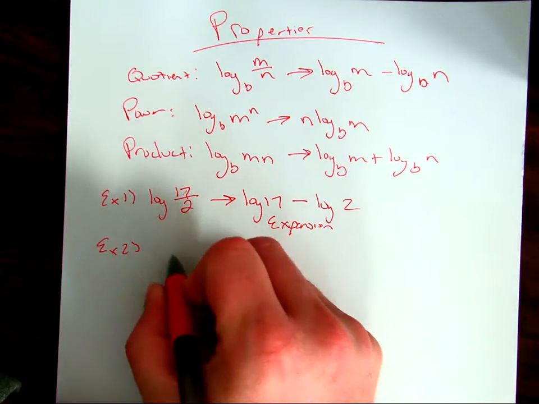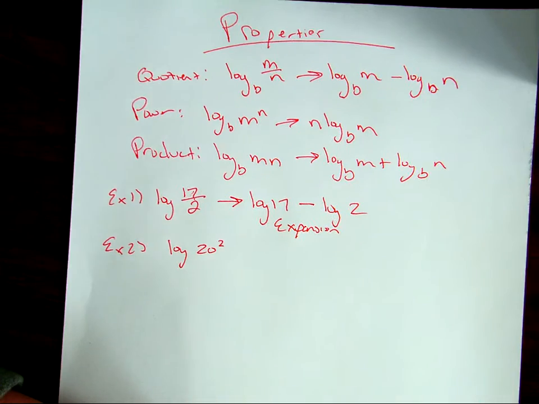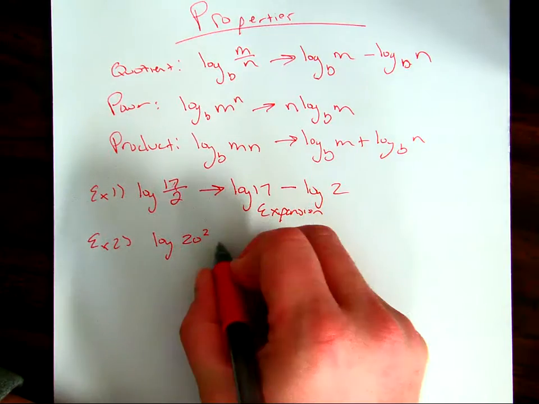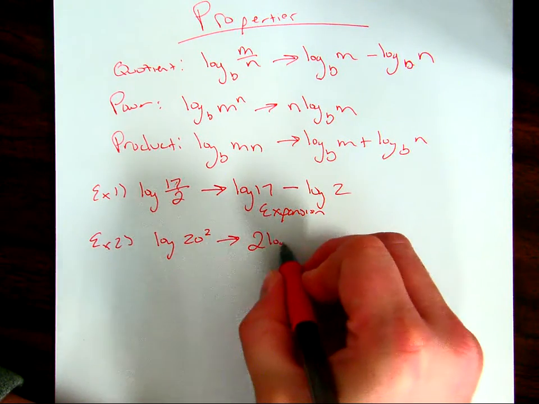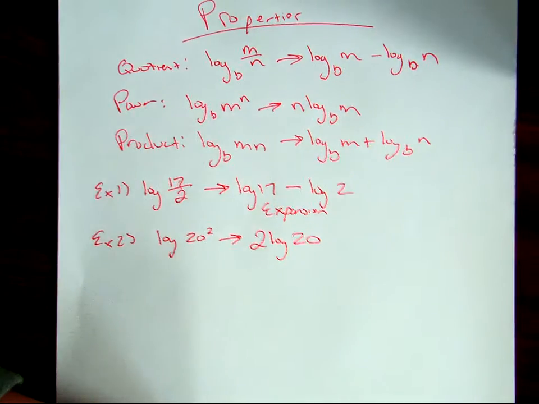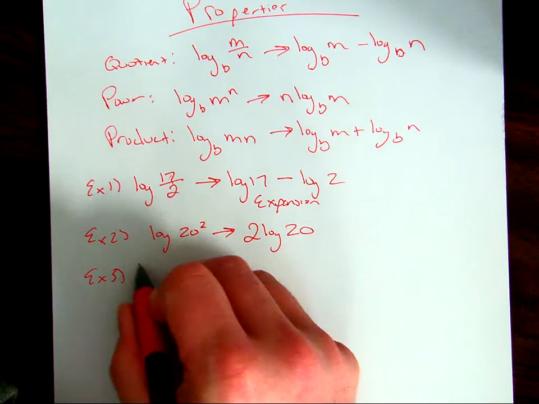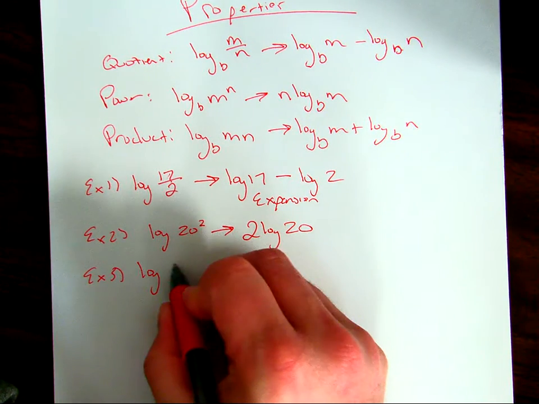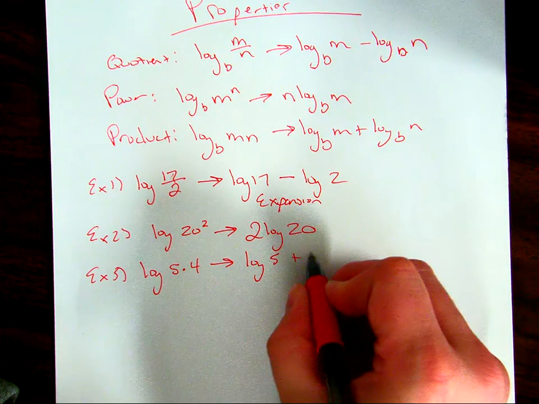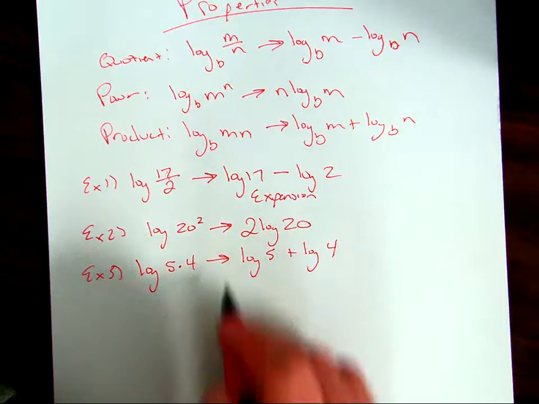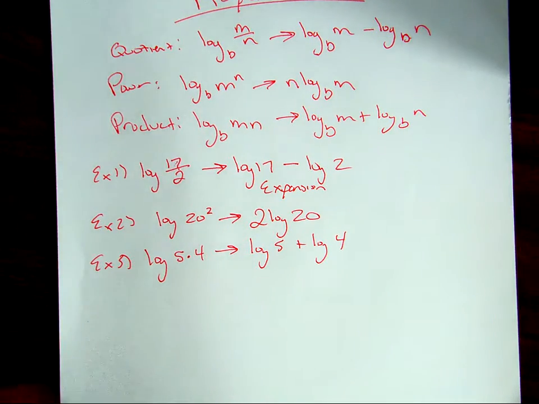So if we were to do a power, that would be like log of, let's say, 20 squared, because this was an example from your homework yesterday for the quiz. So you have log of 20 squared, well, you have an exponent, so we want to move the exponent to the very front. Once again, that is an expansion. And then lastly, if we have a product, we could do 5 times 4. So that's going to be log 5 plus log 4. And those are your 3 expansions.